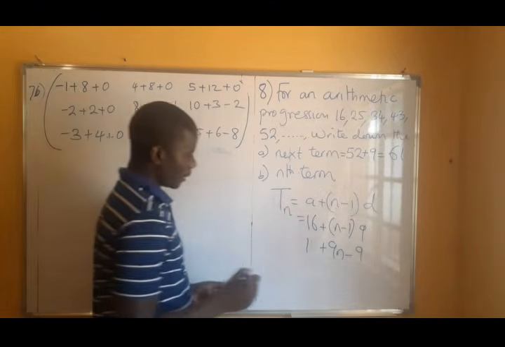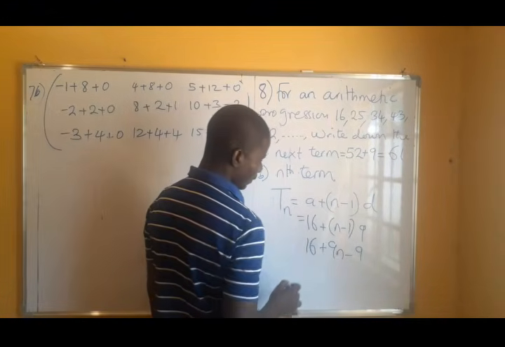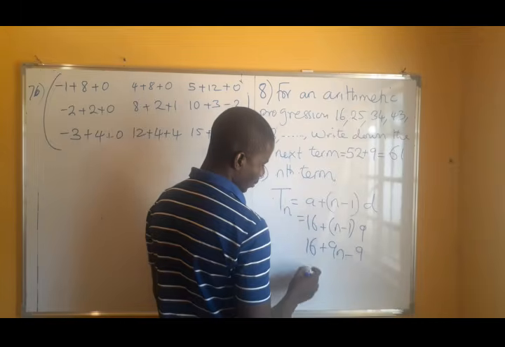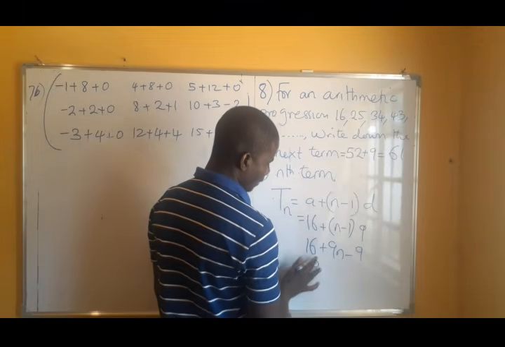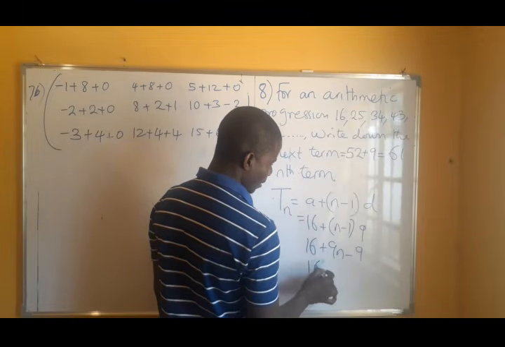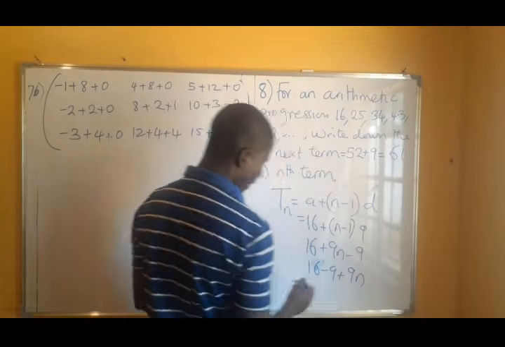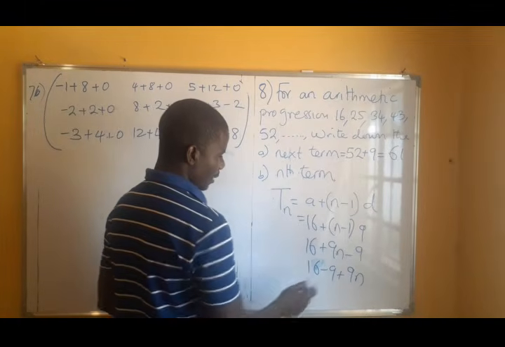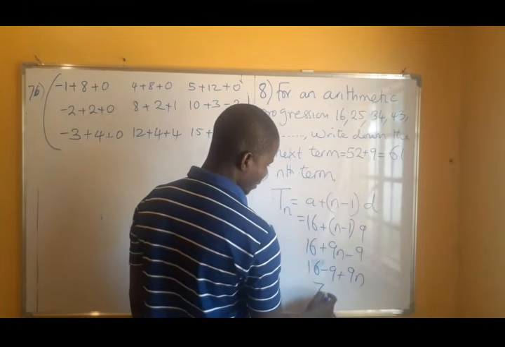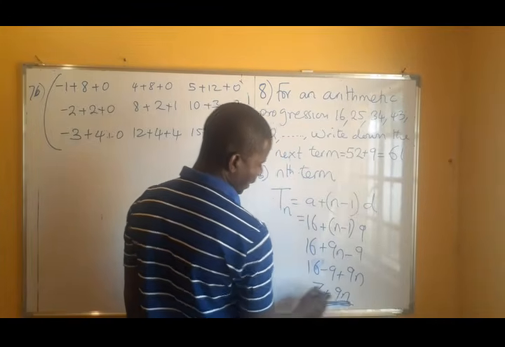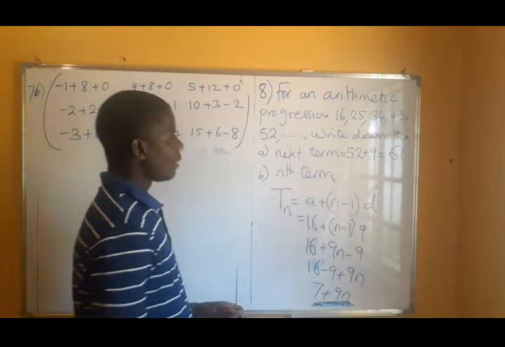So we say 16 plus, you distribute the 9 here, we're going to have 9n minus 9. So take note here, this is supposed to be 16. So we put the like terms together. That is 16 minus 9 plus 9n. So when we subtract this one, what do we get? Here, we're going to get 7 plus 9n. This is the nth term formula, 7 plus 9n.